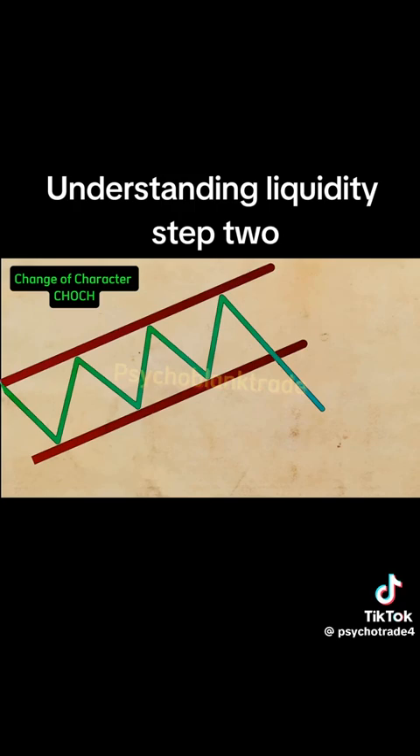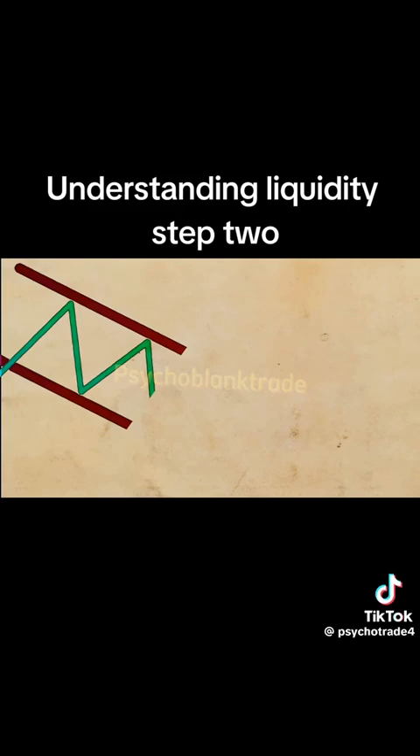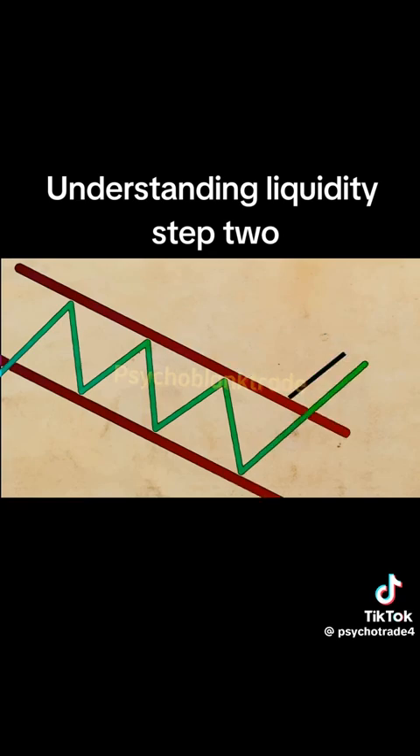A change of character happens when price takes the opposite liquidity level. In a bullish market, if price breaks sell-side liquidity, it signals that the order flow may be changing from bullish to bearish. In a bearish market, if price breaks buy-side liquidity, it signals a possible shift from bearish to bullish. Change of character is an early warning that the market direction might be changing.